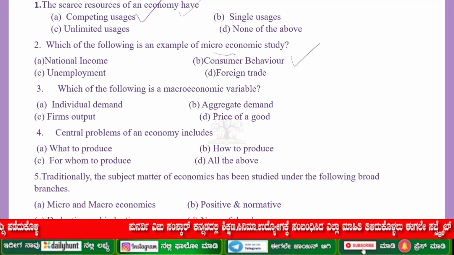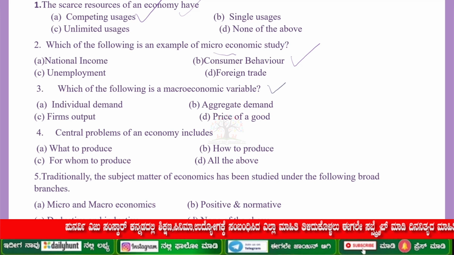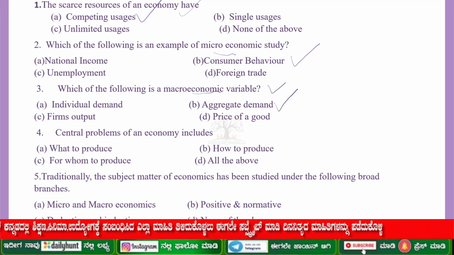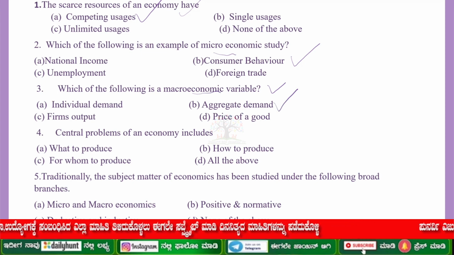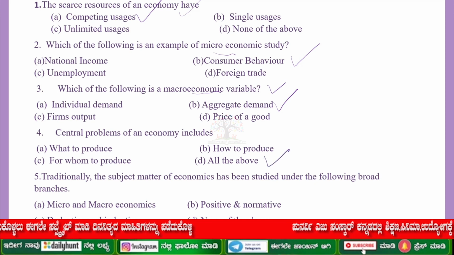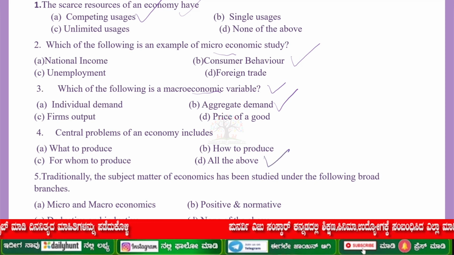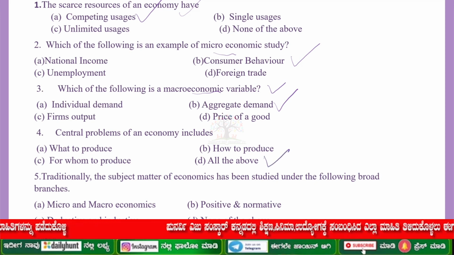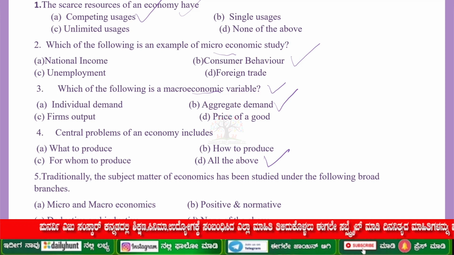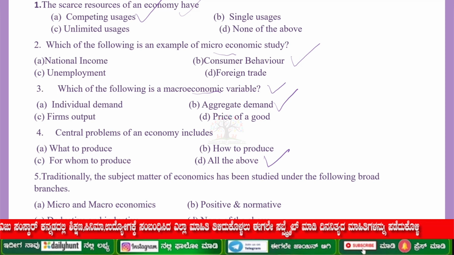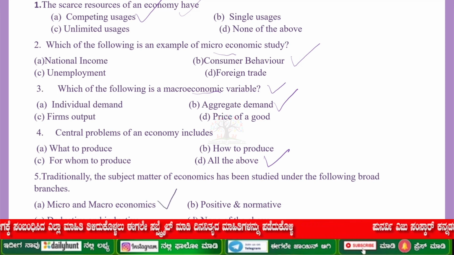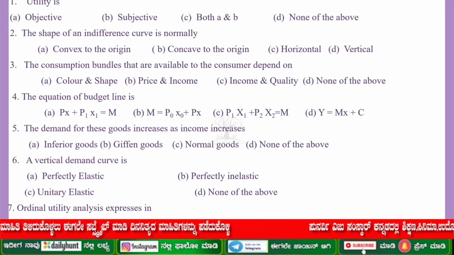Which of the following is a macroeconomic variable? Macroeconomic, so that is aggregate demand. Central problems of an economy: what to produce, how to produce, for whom to produce, so all of the above. Traditionally, the subject matter of economics has been studied under the following broad branches. So, broad branches, and in your syllabus you know very well, we discuss micro and macro economics. So, this is the right answer.